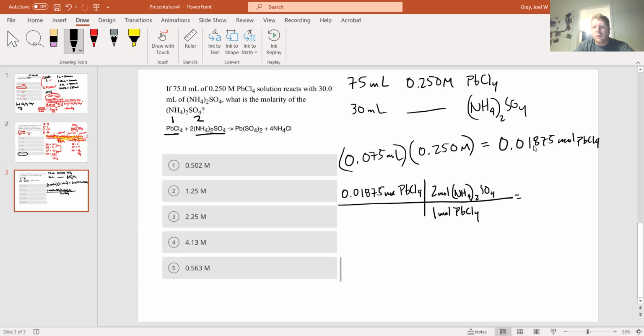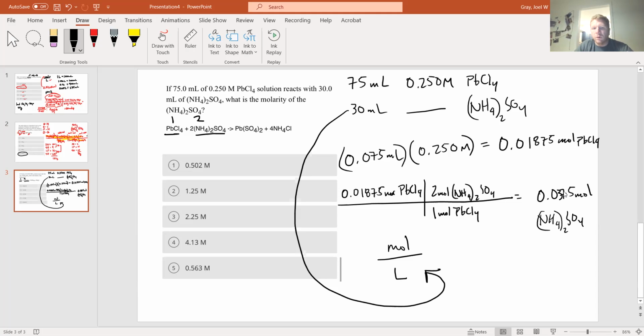So this is going to tell me the number of moles of (NH4)2SO4 that reacted. 0.01875 times 2 is going to be 0.0375 moles of (NH4)2SO4. Okay, now the question was, what's the molarity? All that we're going to do is take our number of moles and divide it by our volume in liters. So you have to take this 30 milliliters and convert it into liters to be 0.030. We can take our number of moles, plug that in there, and we're good.